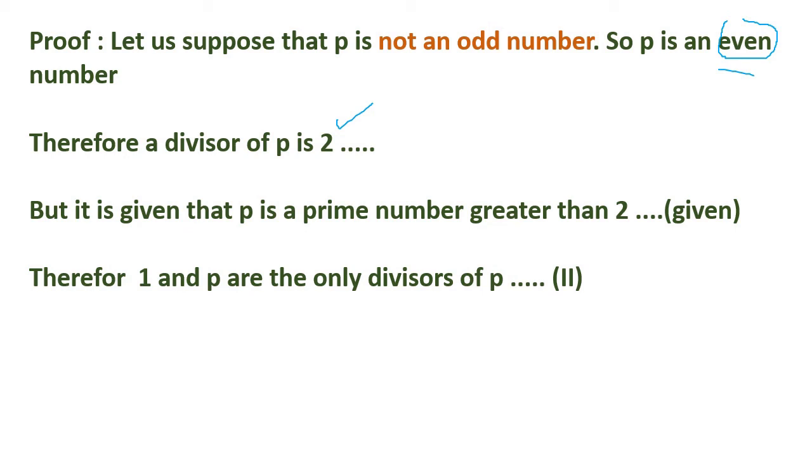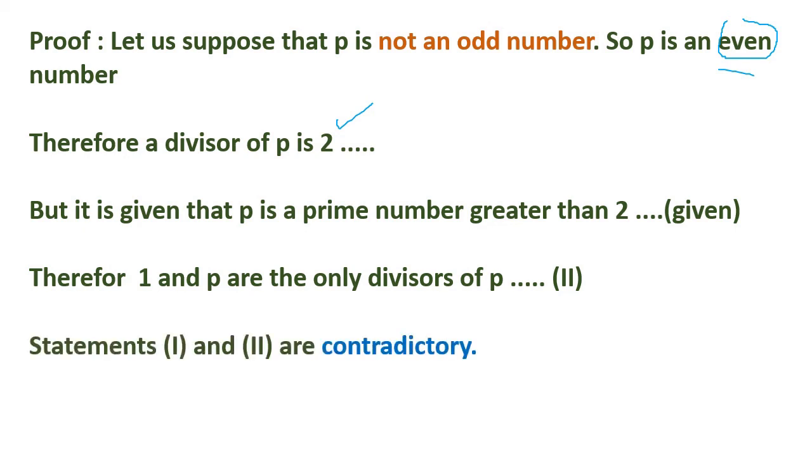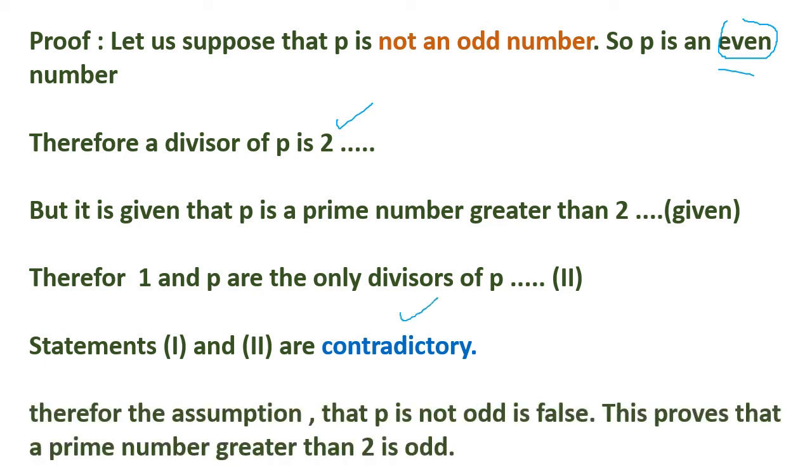So 1 and P are the only divisors of P. In that case, P cannot be an even number. So we could not prove it. Both statements became contradictory, opposite to what is given. As we could not prove that P is not an odd number, therefore, the assumption that P is not odd is false. This proves that a prime number greater than 2 is odd, because it cannot be anything else.